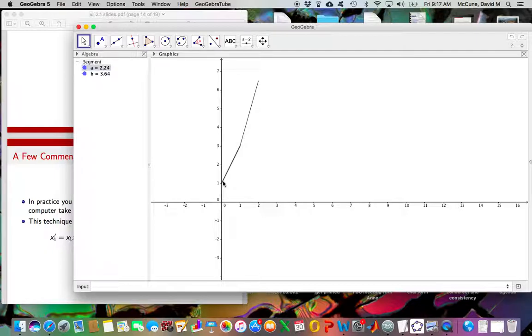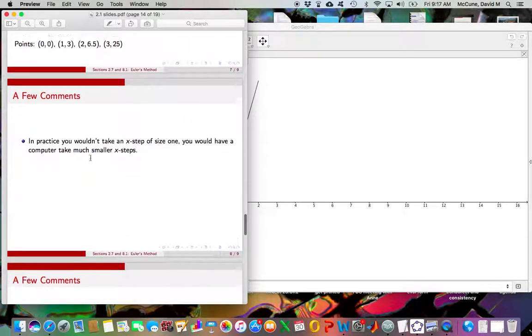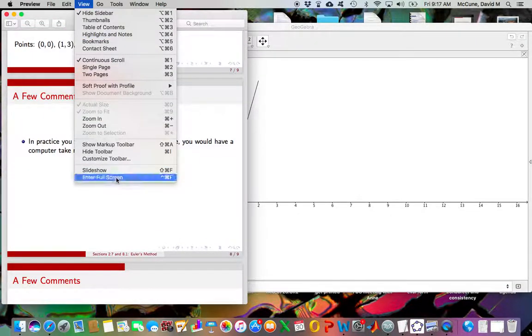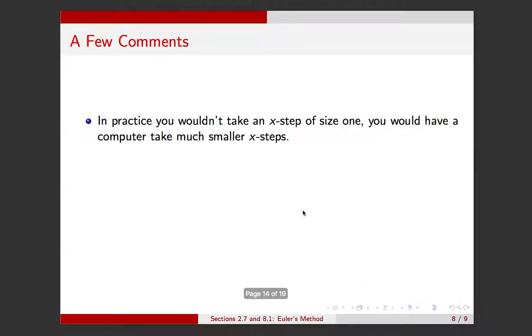You would only follow it just a tiny little bit to a point like right here, and you get a new tangent line and follow that for a tiny little bit, a new tangent line, tiny little bit. Whereas here I just only have 2 tangent lines and I follow them for a while. So in practice, you would take tiny little x steps, so you would only follow tangent lines for a tiny little bit.